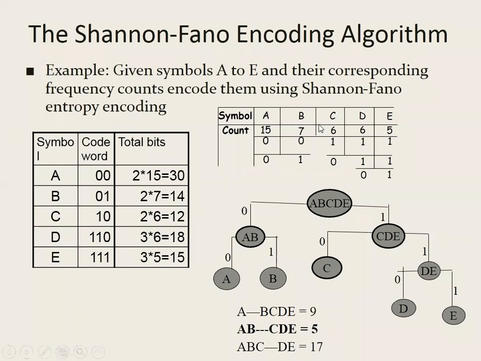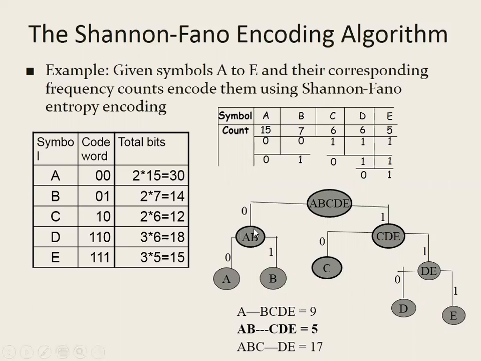What if we take ABC against D? Are they near to each other as compared to the other splits, or far from each other? ABC is 22 plus 6, 28, D is 11, the difference is around 11. So when we compare in terms of frequency, it's better to split ABCDE into AB against CDE, where the difference is only 5 as compared to other points.